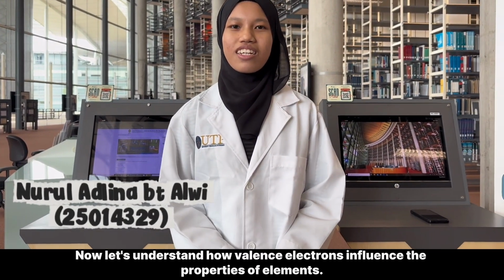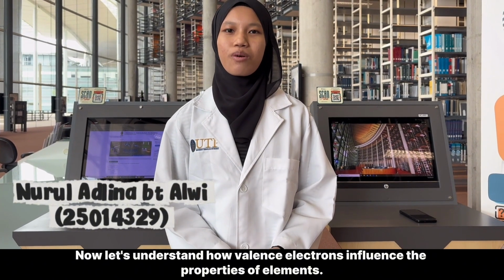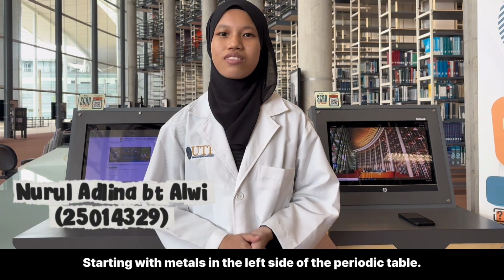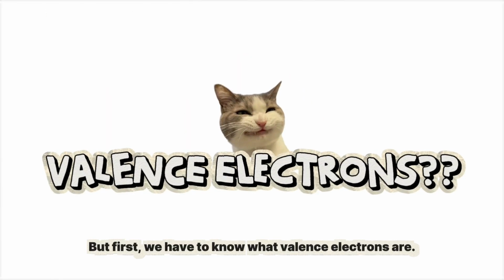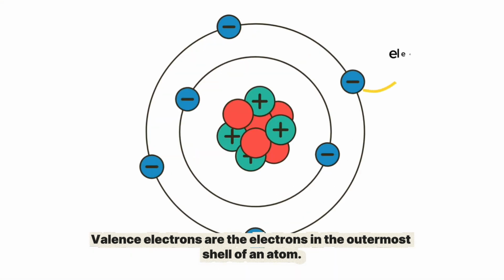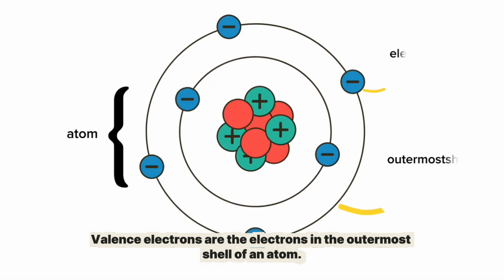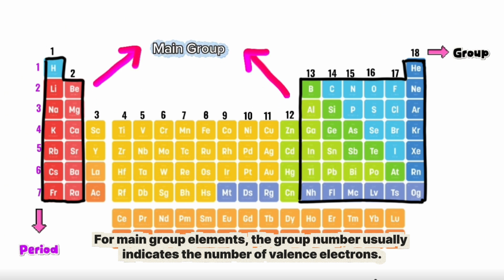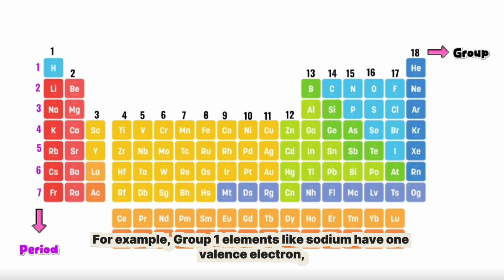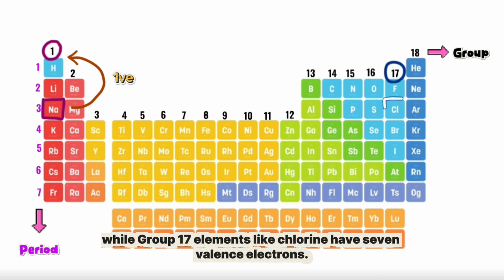Now let's understand how valence electrons influence the properties of elements, starting with metals on the left side of the periodic table. But first, we have to know what valence electrons are. Valence electrons are the electrons in the outermost shell of an atom. For main group elements, the group number usually indicates the number of valence electrons. For example, group 1 elements like sodium have 1 valence electron, while group 17 elements like chlorine have 7 valence electrons.